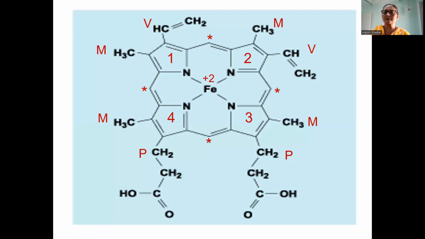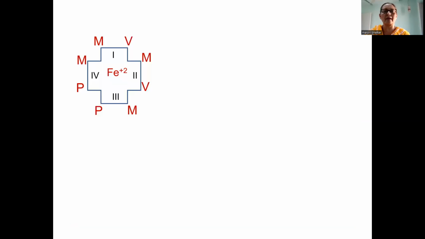Now this particular structure, we can write in a simpler format this way. And this is called the Fischer shorthand formula. It is just represented by 1, 2, 3, 4, four pyrrole rings and iron at the center. And each of the pyrrole rings is substituted by certain groups. In a clockwise manner, you have methyl vinyl, methyl vinyl, methyl propionyl, and propionyl methyl.